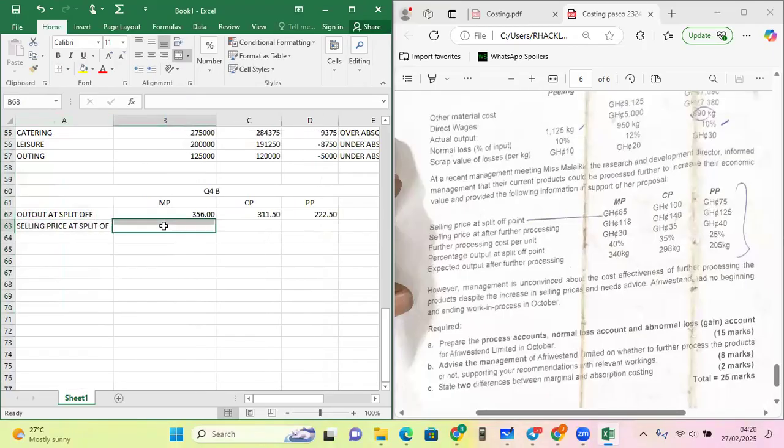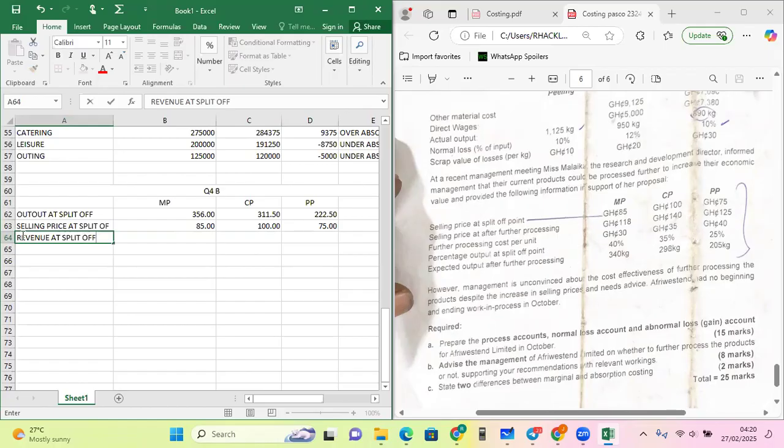So this is the selling price at split: 85, 175, 85, 175. Right. Let's check the revenue at split. Revenue is just going to be the output times the selling price, right? So equal to this times the selling price. This is what we get.